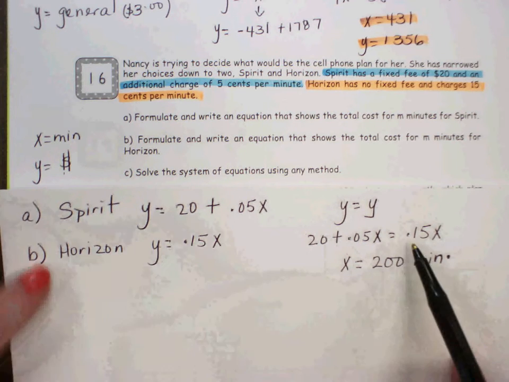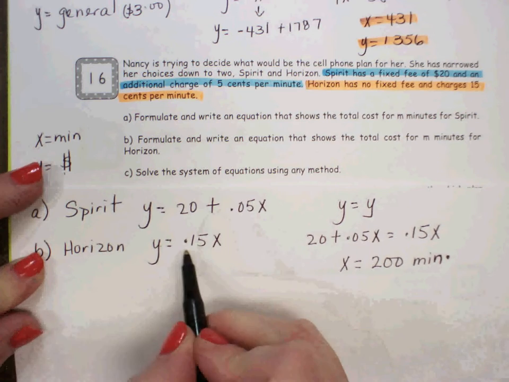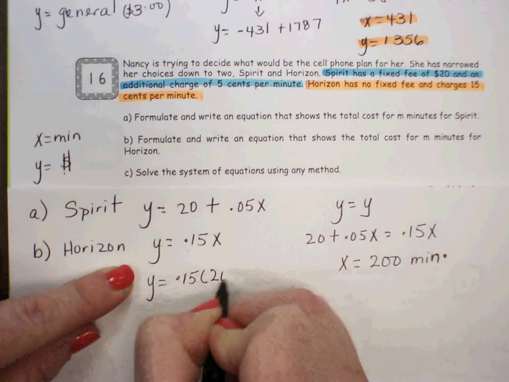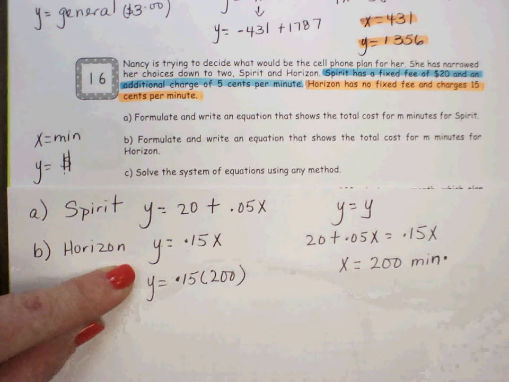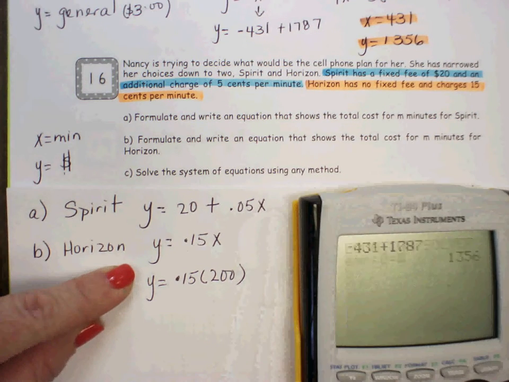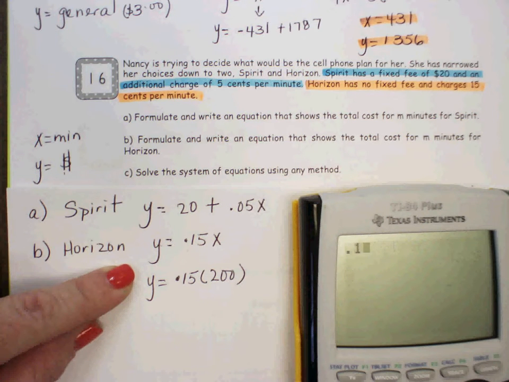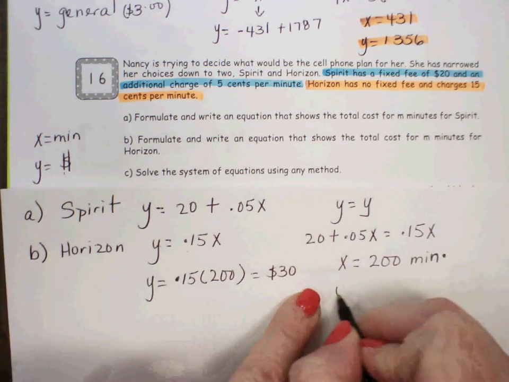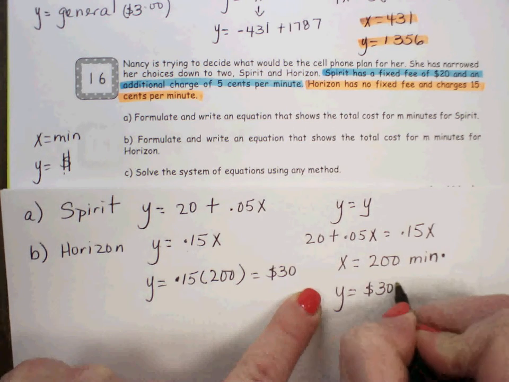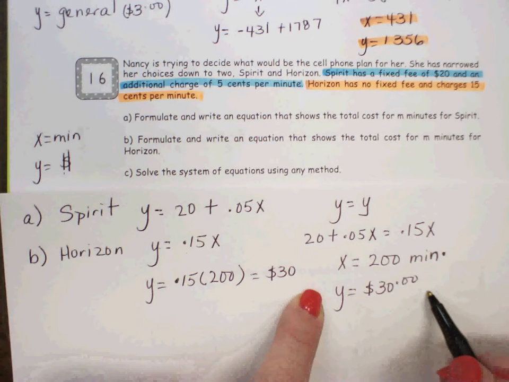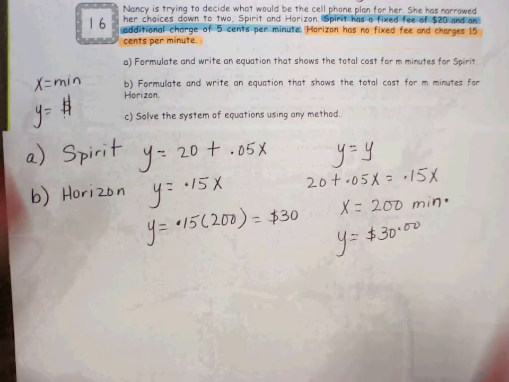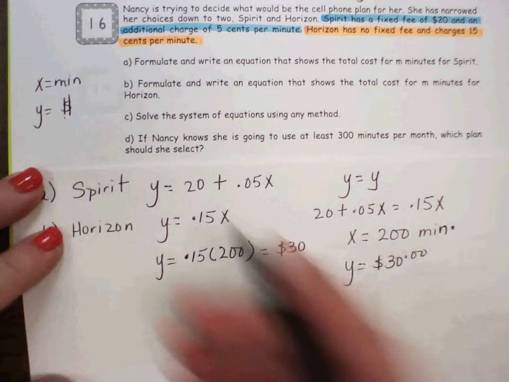So I'm going to do Horizon, which is the easiest one to do. I'm going to do 0.15 times 200. I'm going to quit out of there and say 0.15 times 200 for a total bill of $30. So at 200 minutes, $30 is my bill. Those two come out exactly the same. That's where they meet. That's the point that they coincide. Now that was C. Let's go to D.